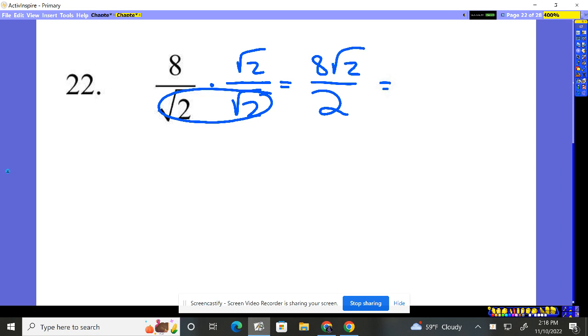And now I do need to simplify because outside of the house right here is an 8, and down here is a 2, so he's outside of the house too. Those both now can be divided by 2. 2 divided by 2 is 1. 8 divided by 2 is 4. So this answer is 4 root 2.